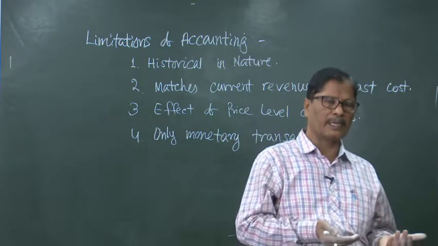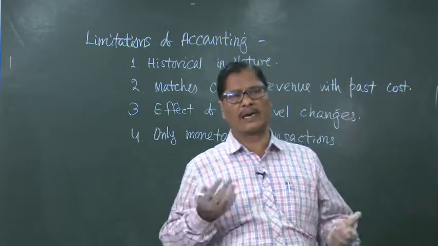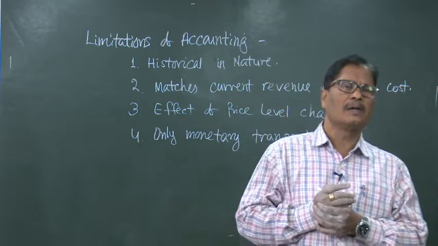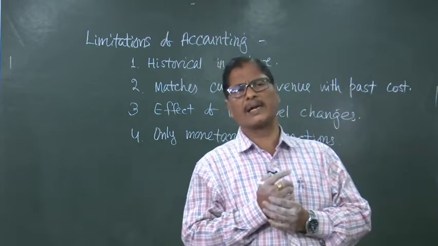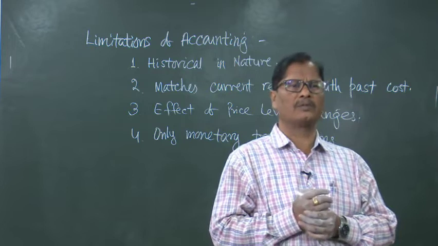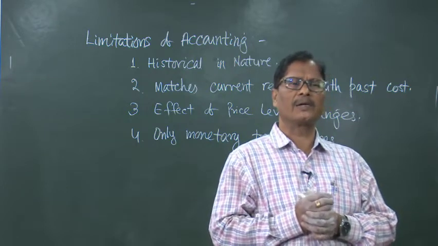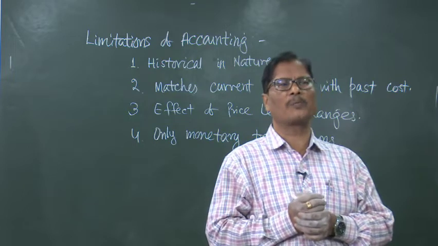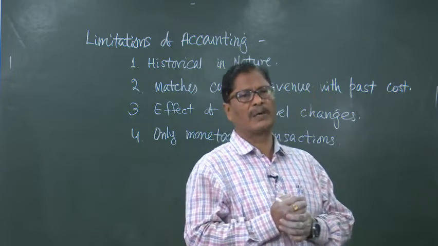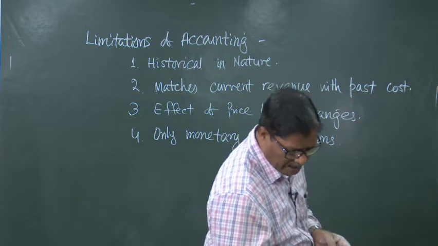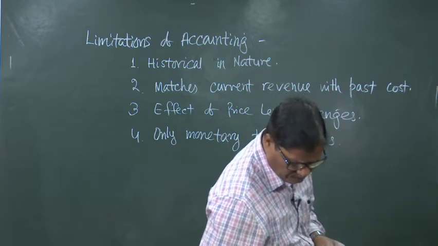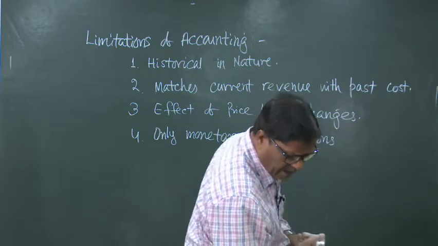Whether he is giving good service or bad service, that I cannot write, because good, bad and popular etc. have no use in accounts, because they cannot be expressed in terms of money. Qualitative information is not within the scope of accounting. That is one of the major limitations. Then the next one is unrealistic information.